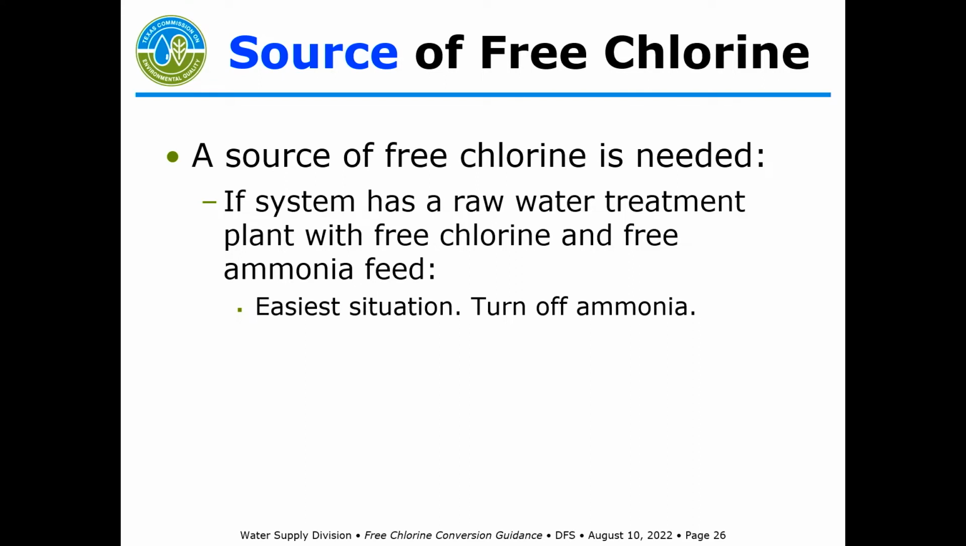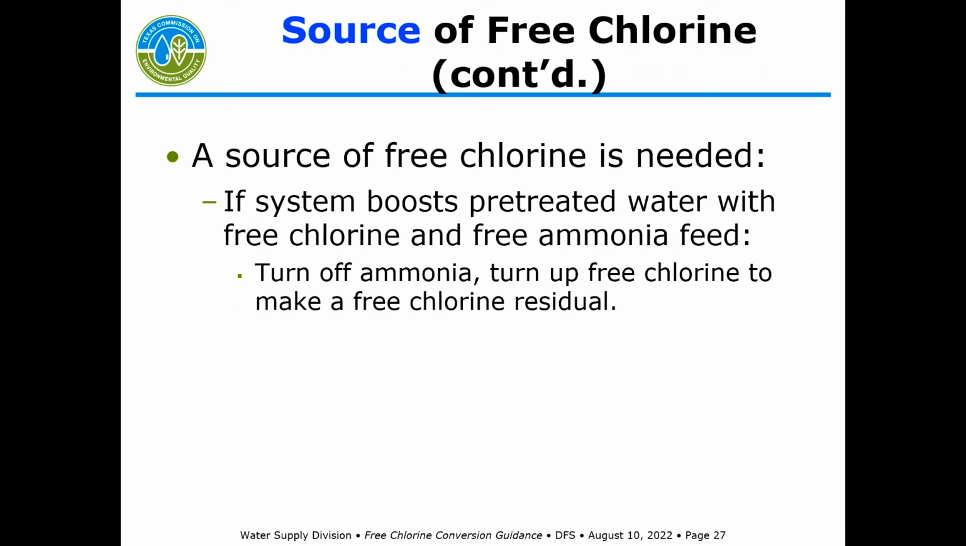got free chlorine and ammonia feed, and that's how you're creating your chloramines, that's the easiest situation. For your source, you can turn off the ammonia in your plant, and so you start distributing free chlorine. If you're boosting, and I've already mentioned this before, pre-treated water that's coming in with chloramines, turn off the ammonia and turn up the free chlorine to get through breakpoint and make a free chlorine residual.